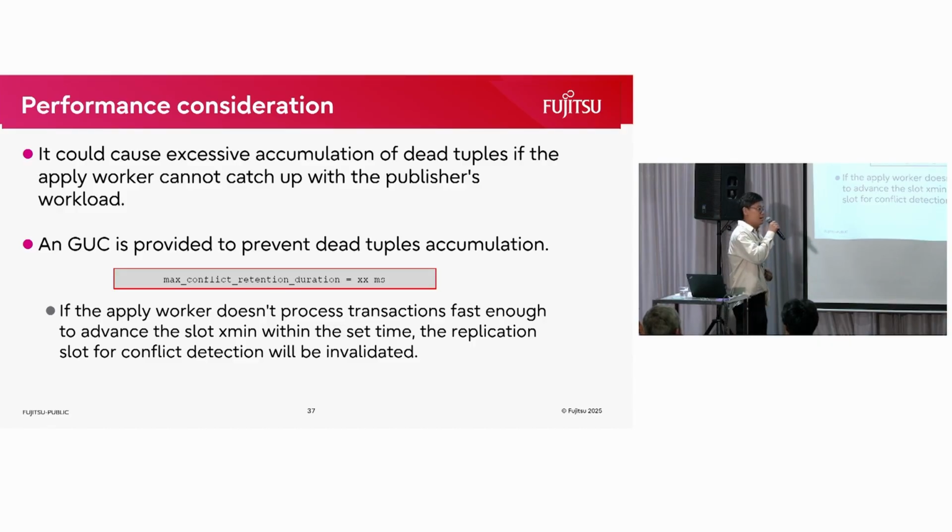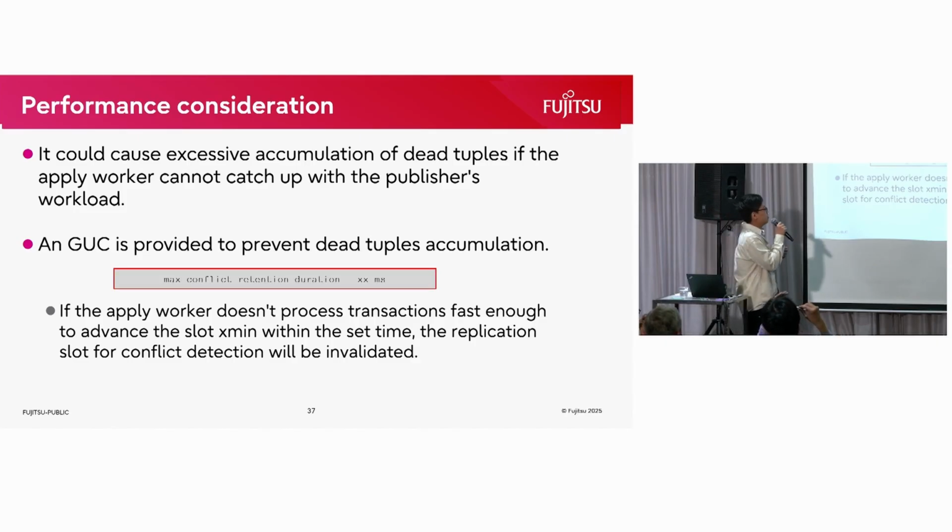But we know that we cannot retain the dead tuples forever, so we have the mechanism to periodically advance the slot xmin. But sometimes it could cause excessive accumulation of dead tuples if the apply worker cannot catch up with the publisher workload, right? Because basically the apply worker needs to wait for the transactions to be applied before advancing. So if a lot of transactions happen on the publisher, it will take a long time, right? So the dead tuples could be a lot, and in which case it will affect the performance.